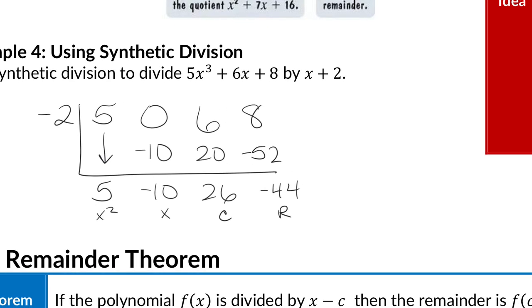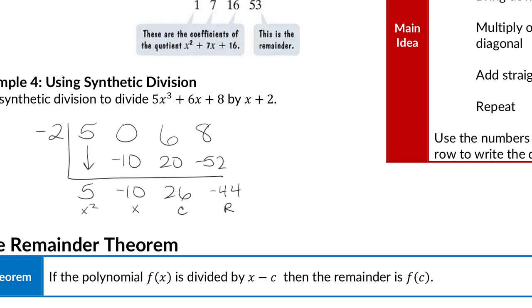So to write our final quotient, we would say that this is 5x squared minus 10x plus 26 plus negative 44 over x plus 2. Now, there may be another way that this is written, and since plus a negative is kind of like double signs, there is a more simplified way to write this as just subtracting that remainder.